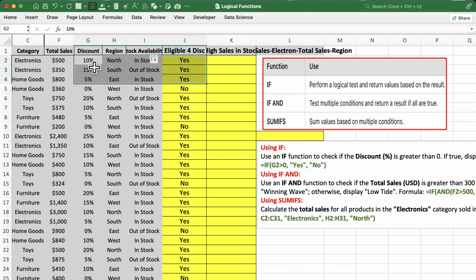This shows that when discount is greater than 0, it gives yes, and when discount is 0, it gives no.